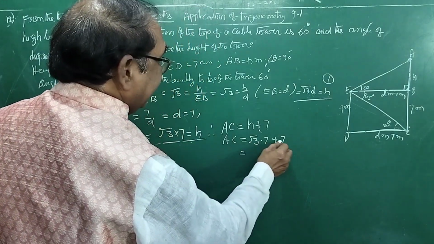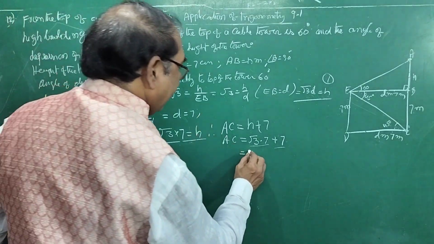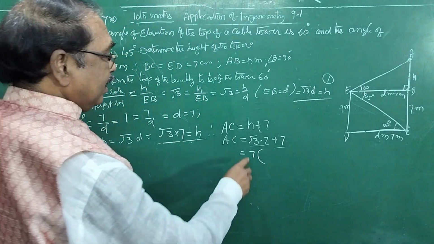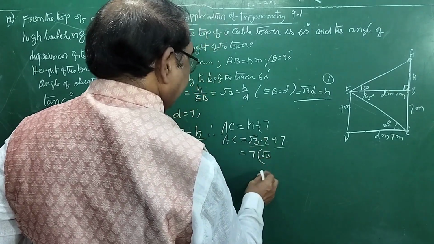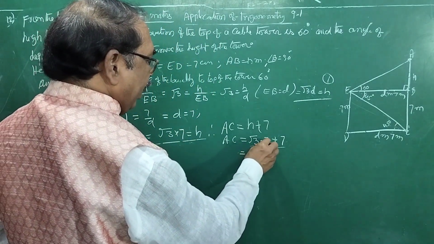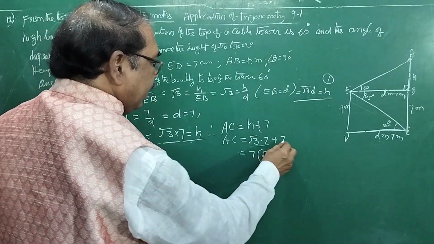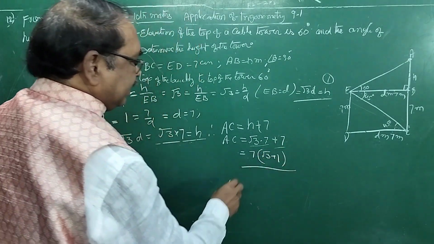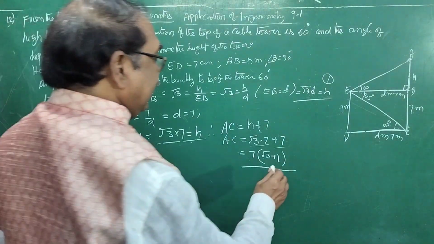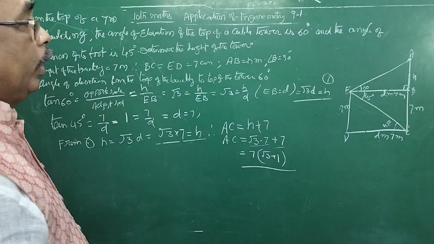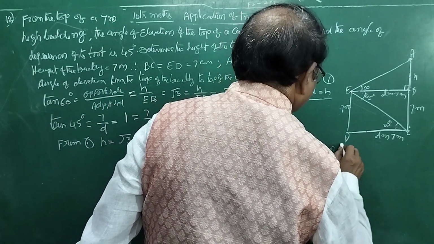Now you see in these two terms, what is common? 7 is common. Let us bring 7 down. Here 7 into root 3, and this 7 we brought down, 1 is there, 1 into root 3. Plus this 7 also brought down, here 1. That is 7 into root 3 plus 1. 7 into root 3 plus 1 is the height of this total tower.